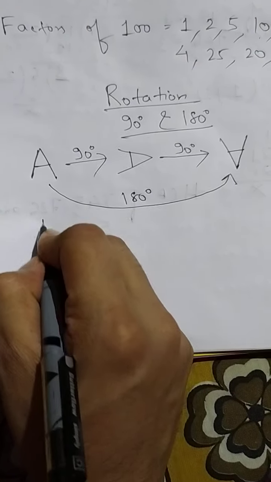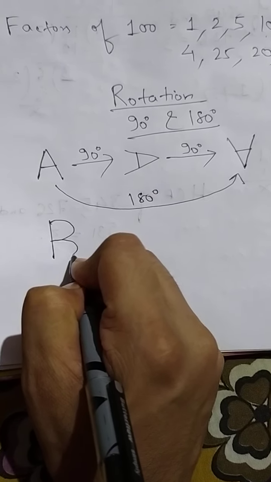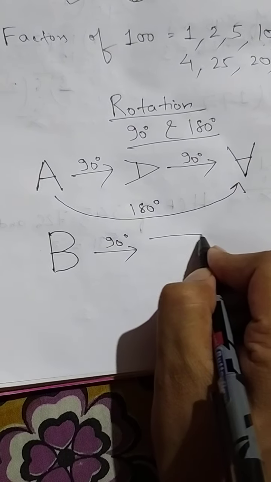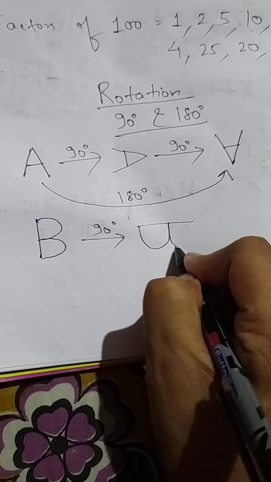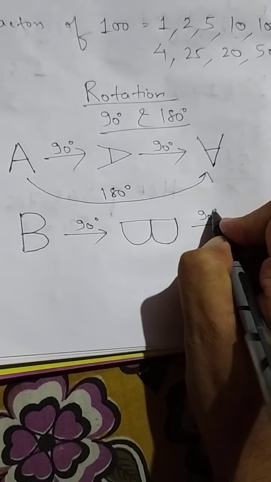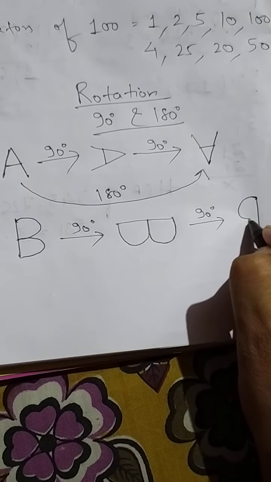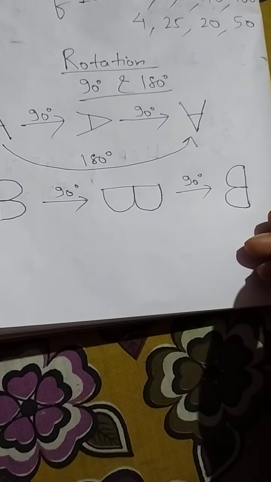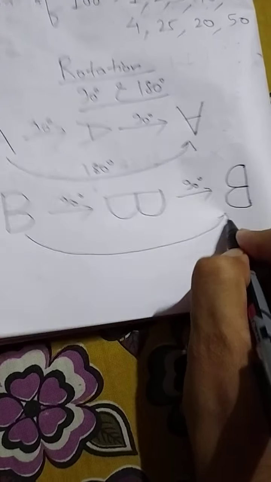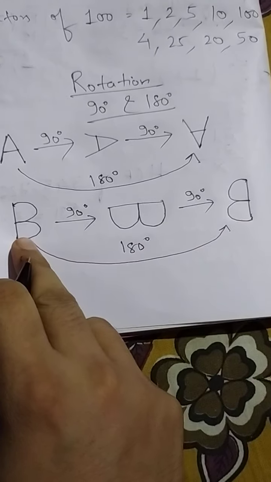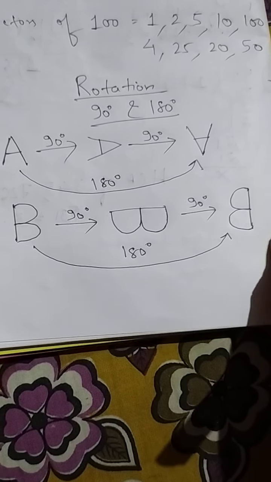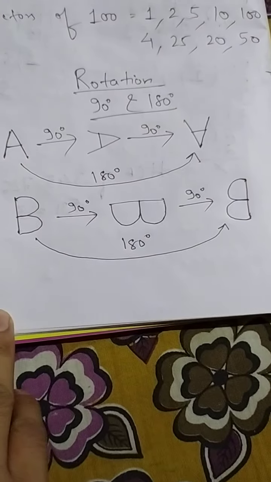So 180 degree turn we are doing in two steps, 90 plus 90. Another example, you take B. This one after 90 degree will look like this. And this one again after 90 degree will look like this. So 90 plus 90, 180. So B after 180 degree turn, if you give directly 180 degree turn, it will look like this. Okay, this is an example of English alphabets.